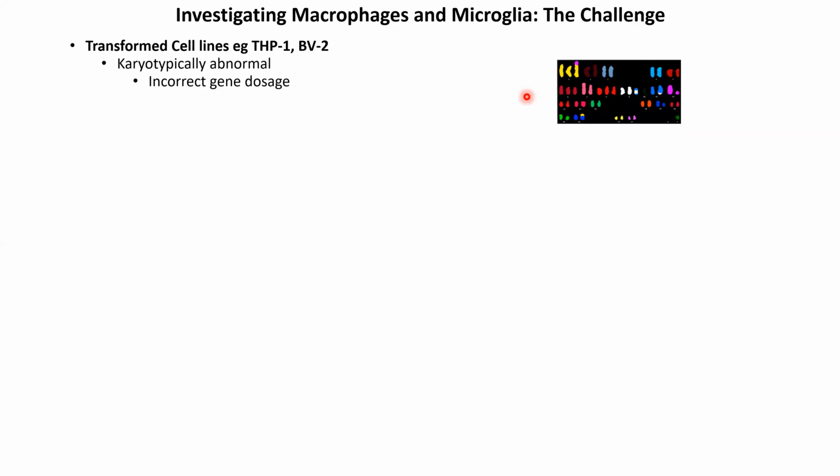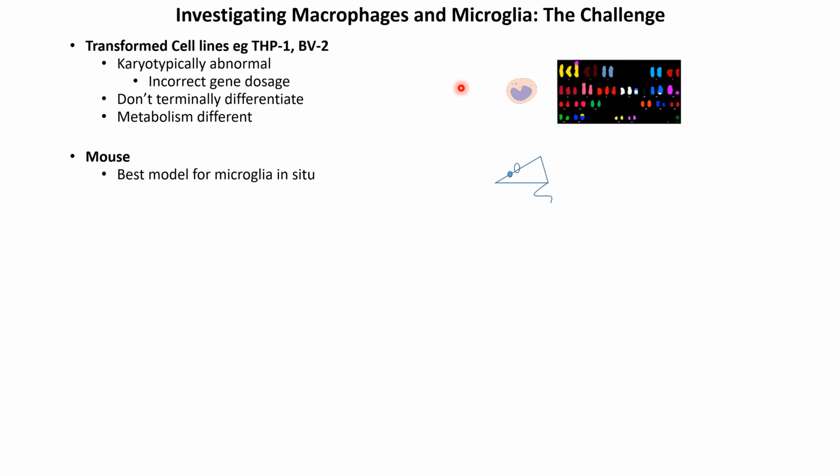So for example, in Parkinson's disease, a triplication of the alpha-synuclein locus can lead to early onset Parkinson's disease. And so that's just a doubling of the amount of alpha-synuclein that's present in the cells. Further, these cancerous cell lines don't terminally differentiate properly, and their metabolism is that of a cancer cell, so that's not appropriate for modelling the metabolism and differentiation properties of cells like microglia that are effectively terminally differentiated.